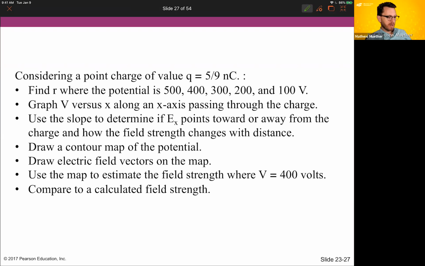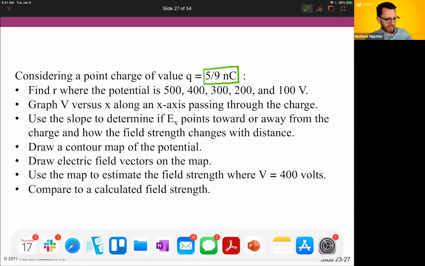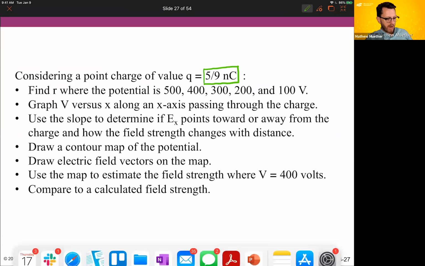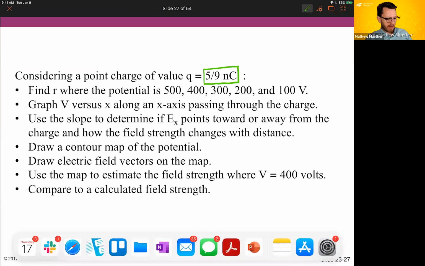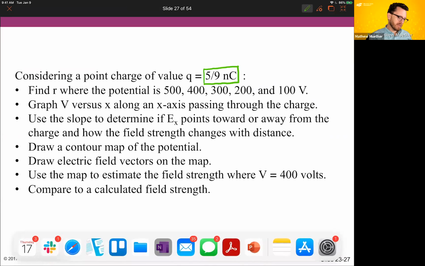So we're going to think about a point charge that has a specific value. It has 5/9 of a nanocoulomb of positive charge built up on it. Okay. And the first question is, can we calculate where in space around this object I have these particular points of potential?